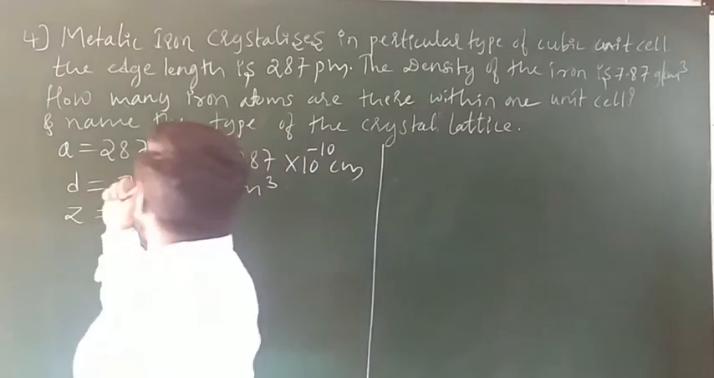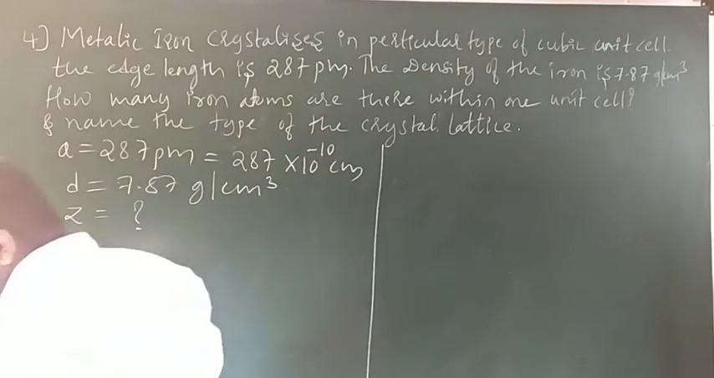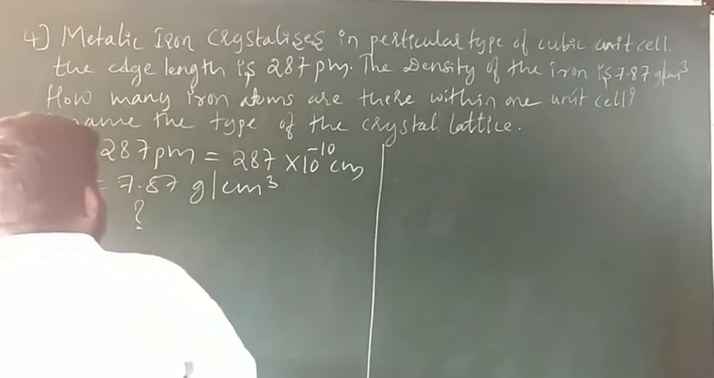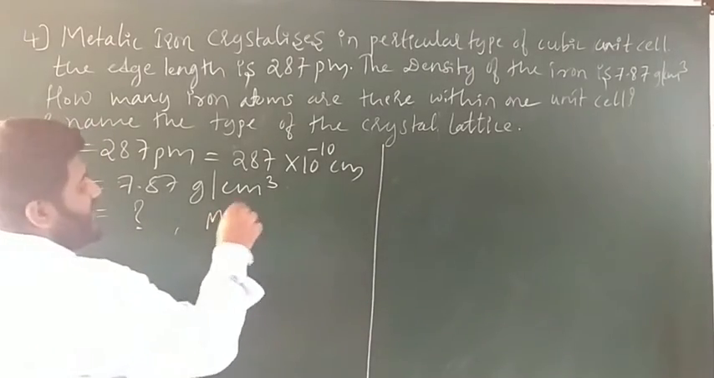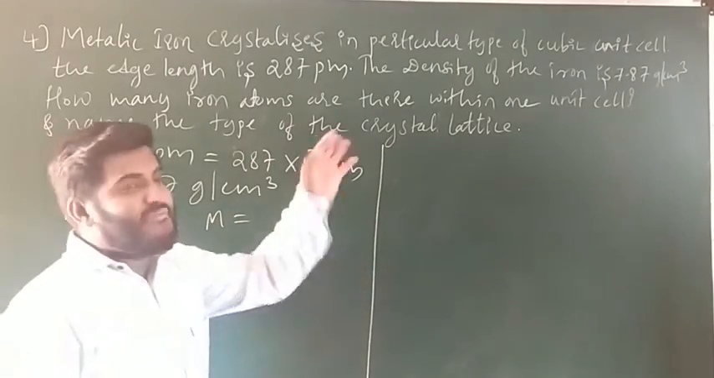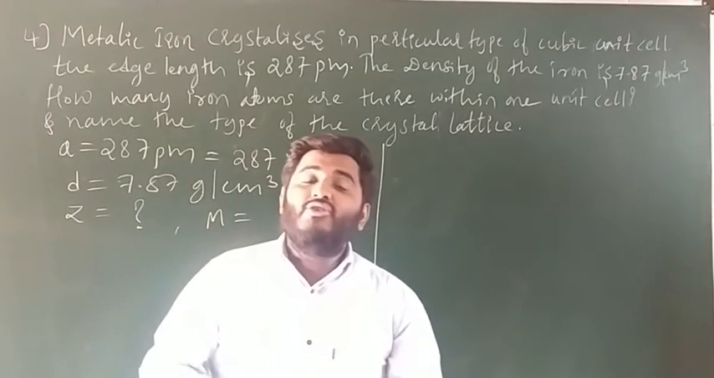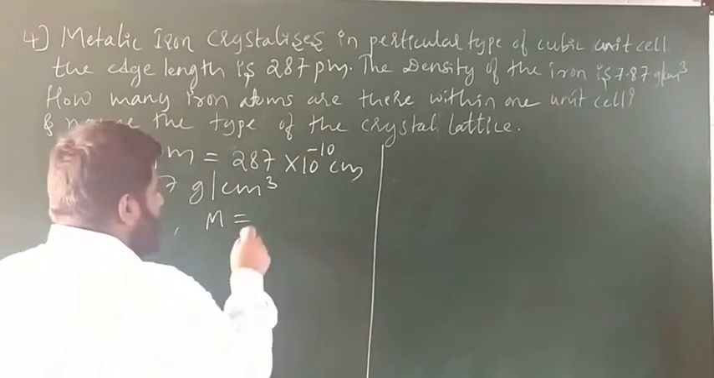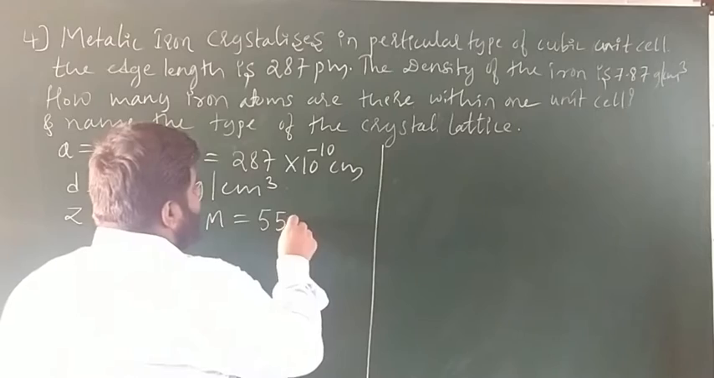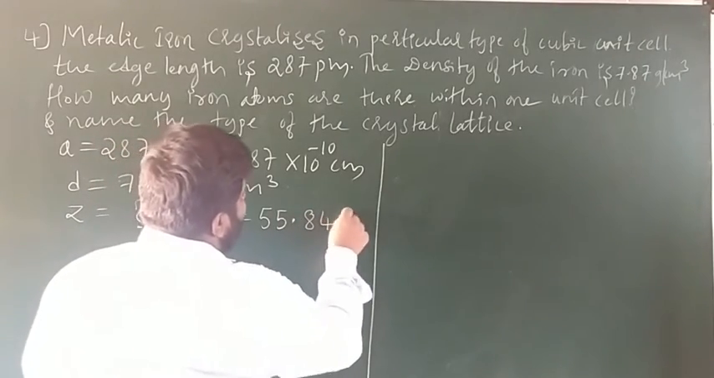Okay. Density, everything is given. One is missing there. What is that? That is nothing but molar mass. That M is missing here. Yes, molar mass is not given. Then what about the molar mass of iron? Remember, molar mass of iron is 55.845 gram per mole.